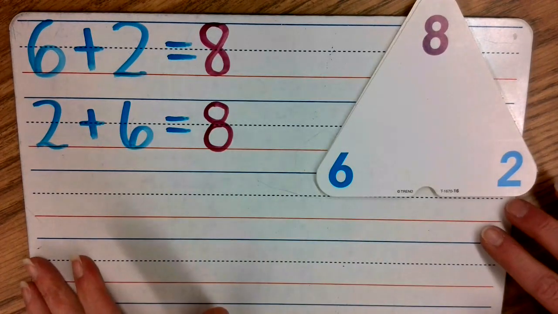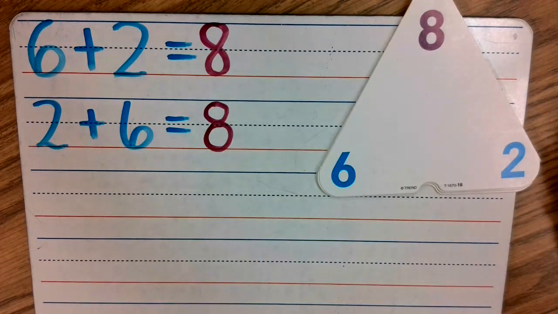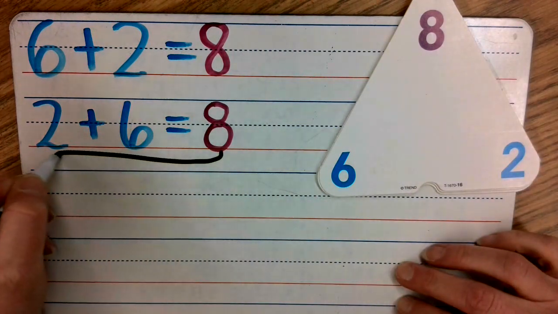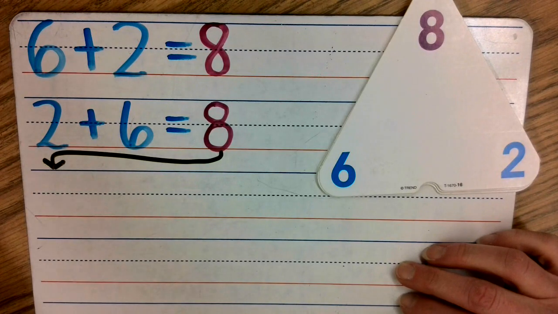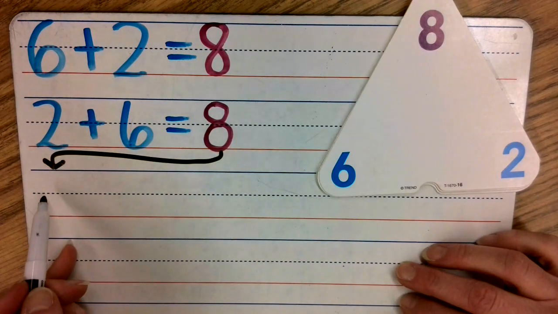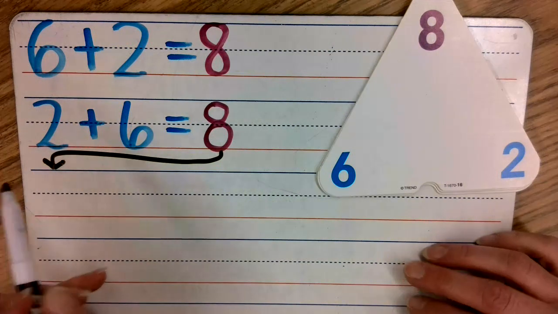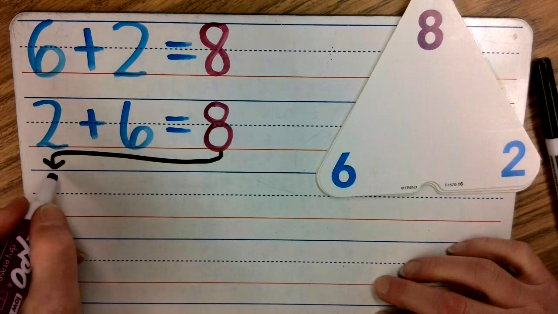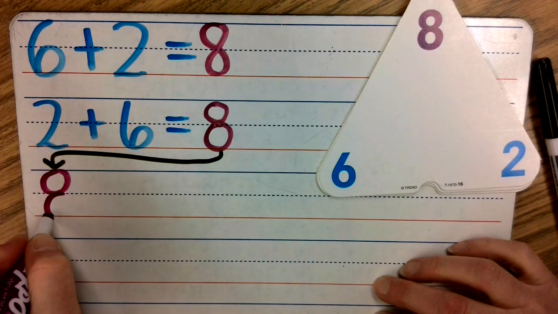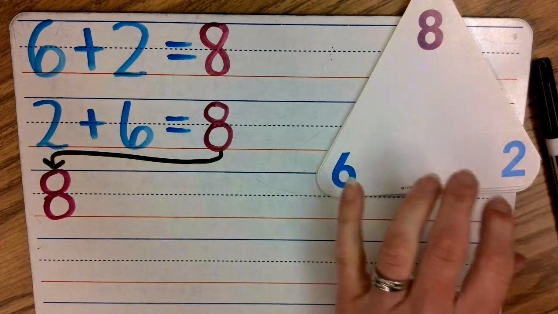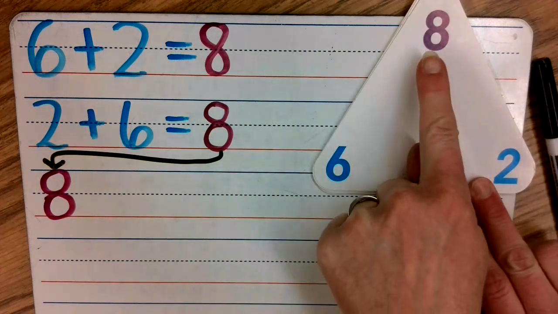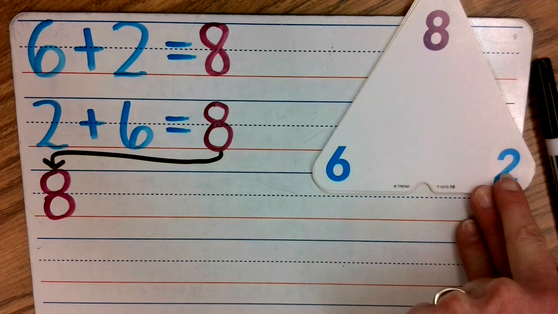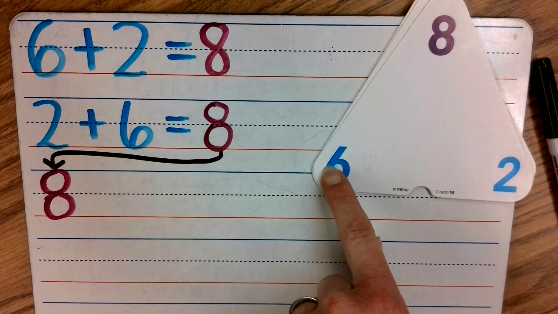Okay, now it's time for my 2 subtraction facts. Now remember, my sum has to become my minuend. It has to go up front. The largest of these 3 numbers has to go up front. So I'm going to put my 8 here. And now I'm going to write my subtraction fact. I'm going to write 8 subtract 2 equals 6.